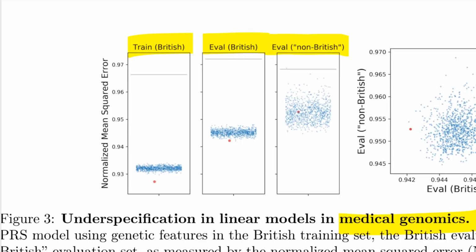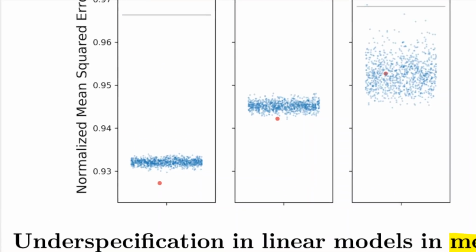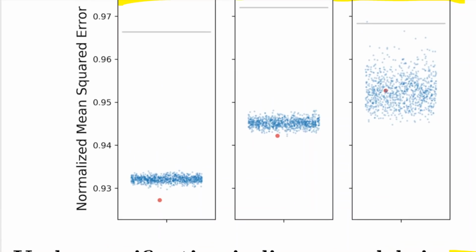So you can see that if you train on the training data and then you evaluate on the training data, you get, this is normalized mean squared error, so lower is better, kind of a variance of models. So these are all the models that come out of the training procedure. And the red dot is a specific heuristic that performs just a bit better.